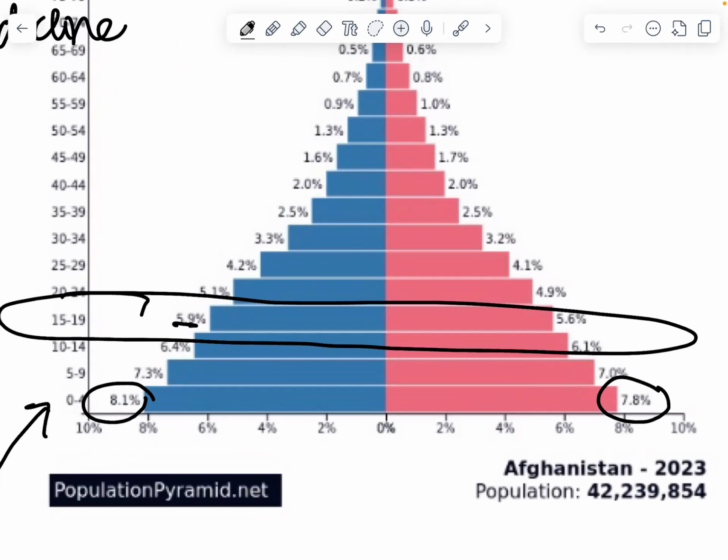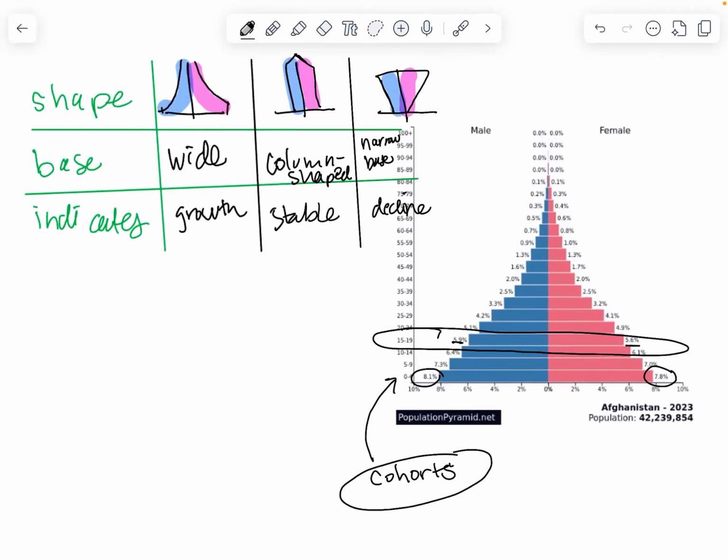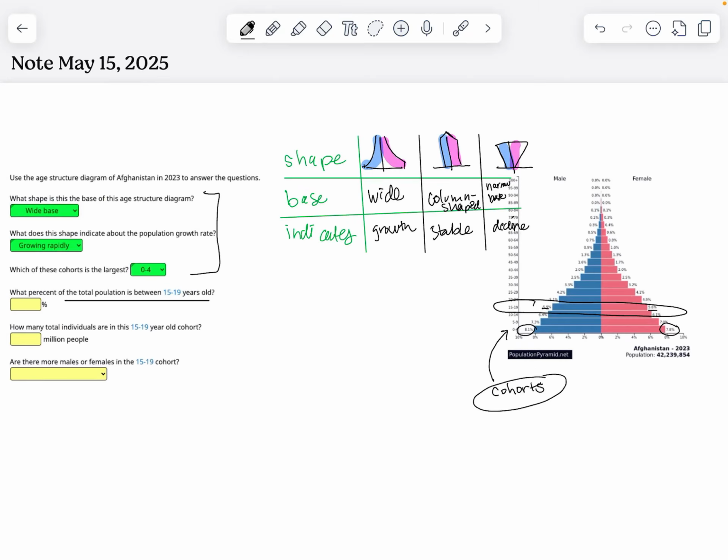just read both of these numbers. Hopefully on your screen it's a little bit better than on mine, but 5 plus 5 is 10, and 0.9 plus 0.6 is 1.5, so it'll be 11.5%. And you'll just put those numbers in. So you have to add the male and the female together. So that is from adding male plus female.